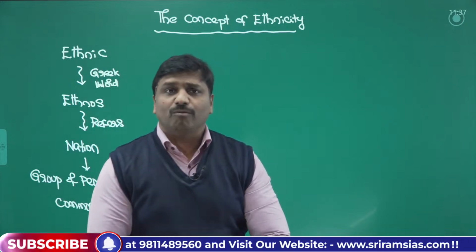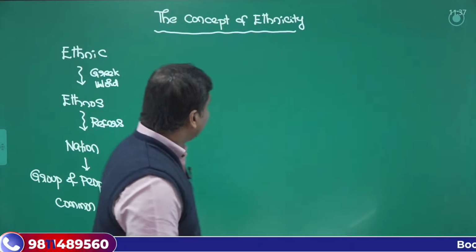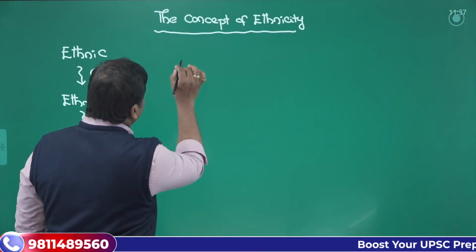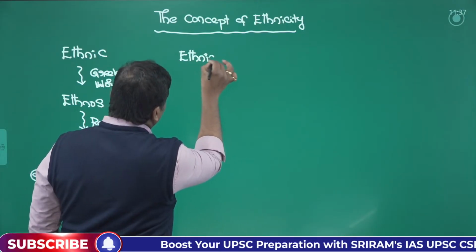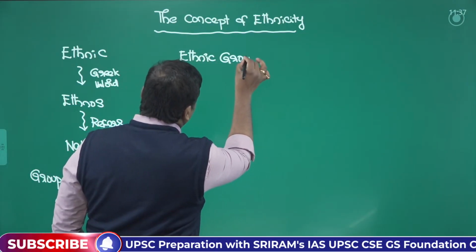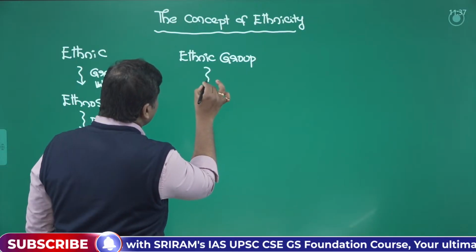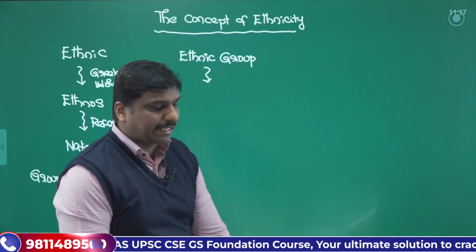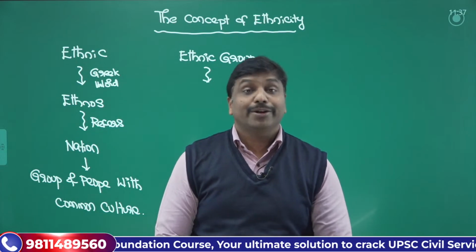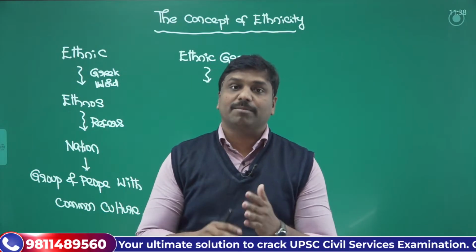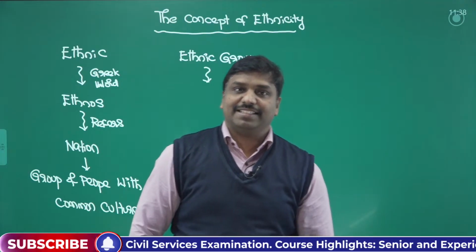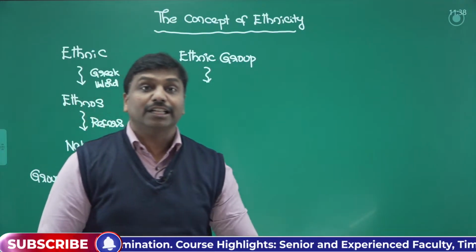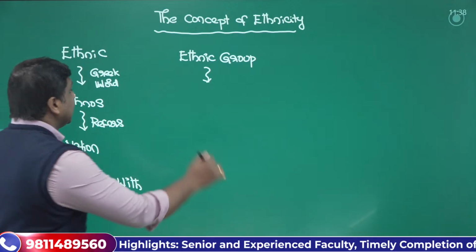Now let us further proceed towards the next important word that we should know. Now we have understood what is ethnic. Now let's try to understand the ethnic group. What do you mean by an ethnic group? What is an ethnic group? An ethnic group basically refers to a group of people who share a common culture and some common physical as well as socio-cultural characteristics. That we will call an ethnic group. So this is another important thing.